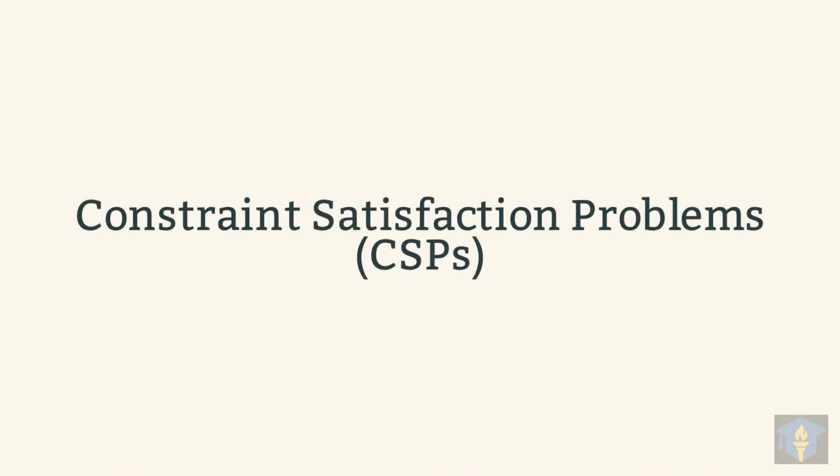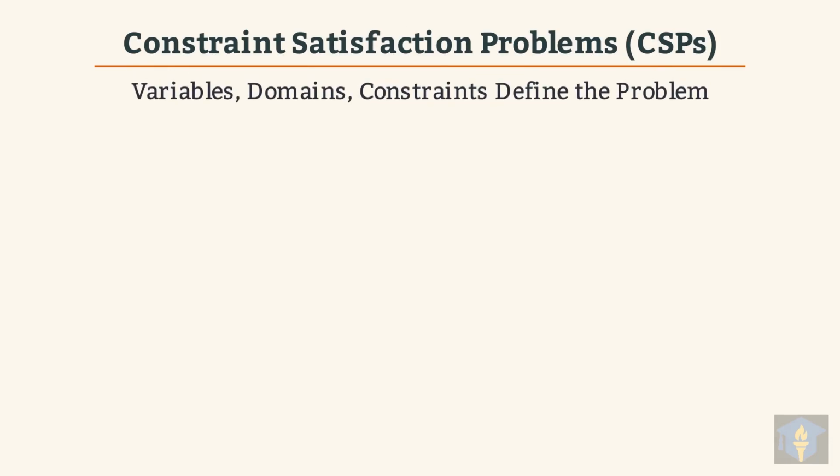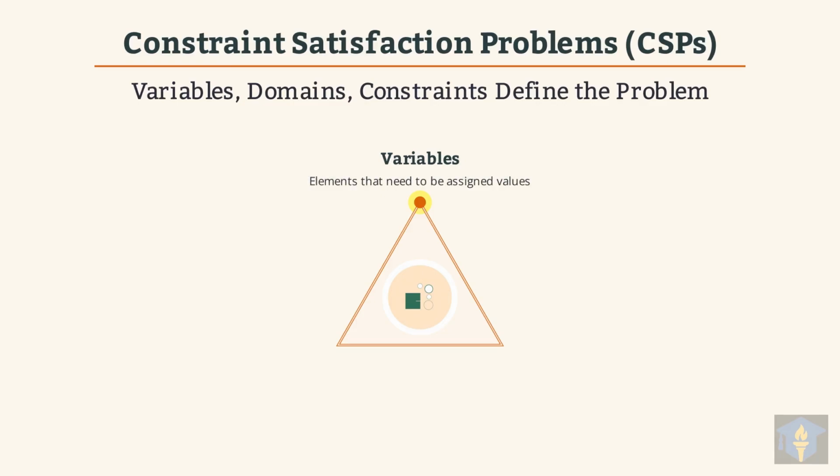Let's explore constraint satisfaction problems, or CSP, a fundamental concept in AI. In CSP, variables, their domains, and defined constraints are crucial for problem definition. First, we have variables, which are the elements in our problem that need to be assigned specific values. These are the core components whose states we need to determine to solve the problem.